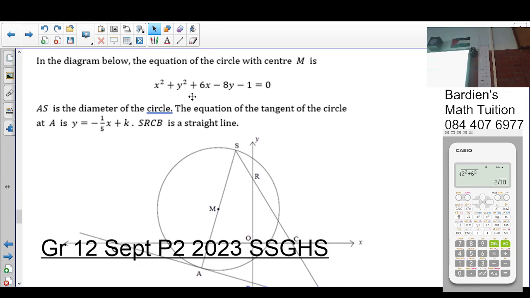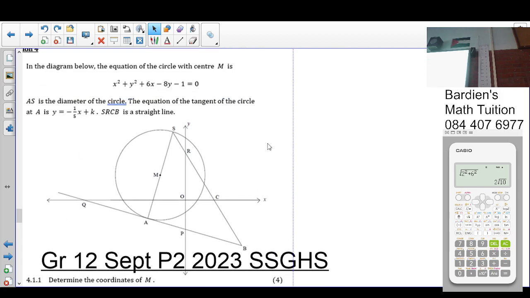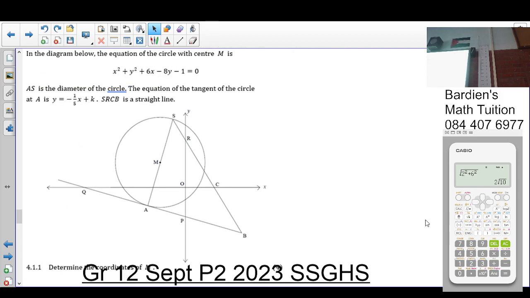Question 4 says in the diagram below, the equation of circle center M is x squared plus y squared plus 6x minus 8y minus 1 is equal to 0. A is a diameter of the circle. The equation of the tangent to the circle at A is, so if this is the tangent, we know this is 90 degrees there.